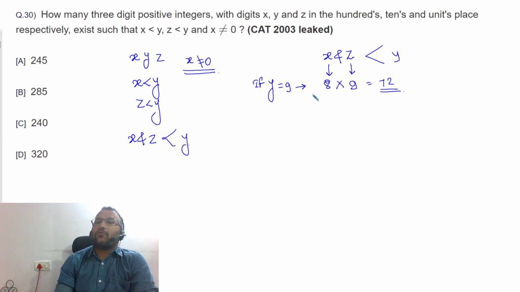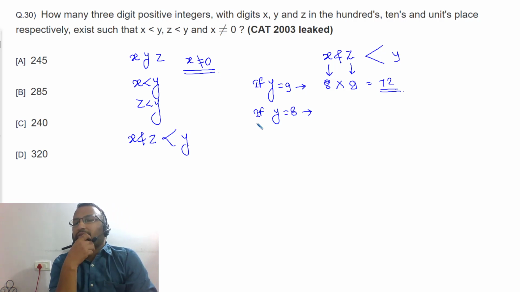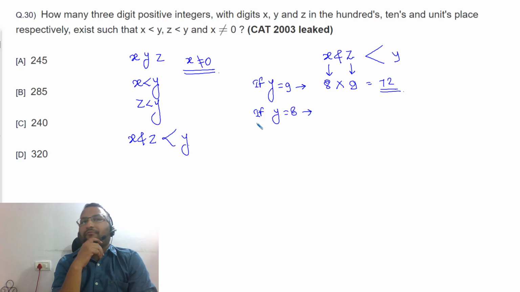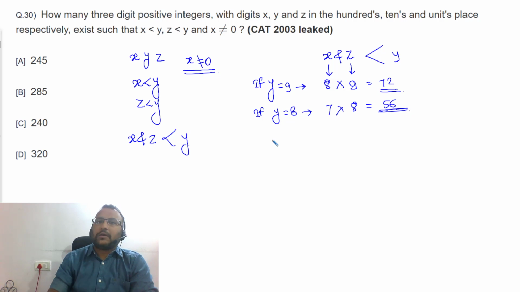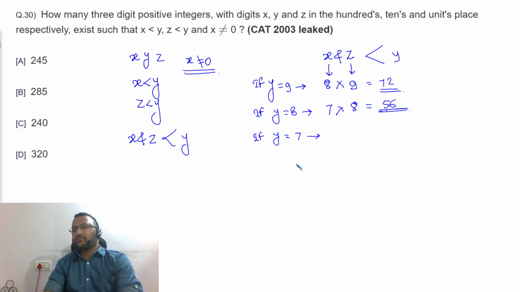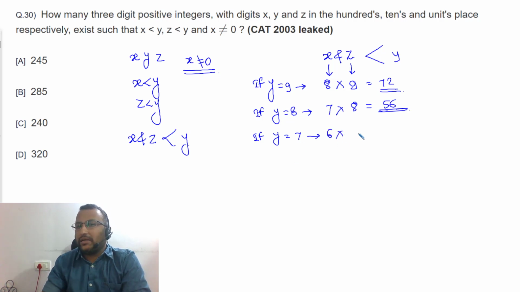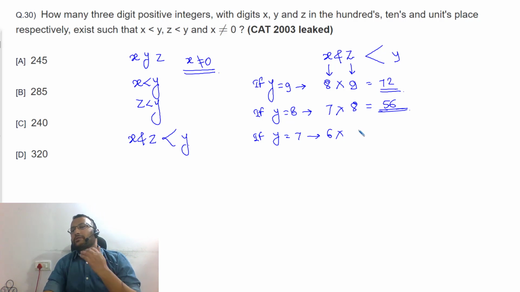Similarly, over here the values of x and z can be the same as well. Now if y is equal to 8, then the values of x and z should be less than 8. The value of x is 1 to 7, 7 choices. The value of z is 0 to 7, there are 8 choices, so 56 numbers are possible. Now if you put y equal to 7, then x is 1 to 6, and for z 0 is applicable, 0 to 6, that is 7 choices, total 42.